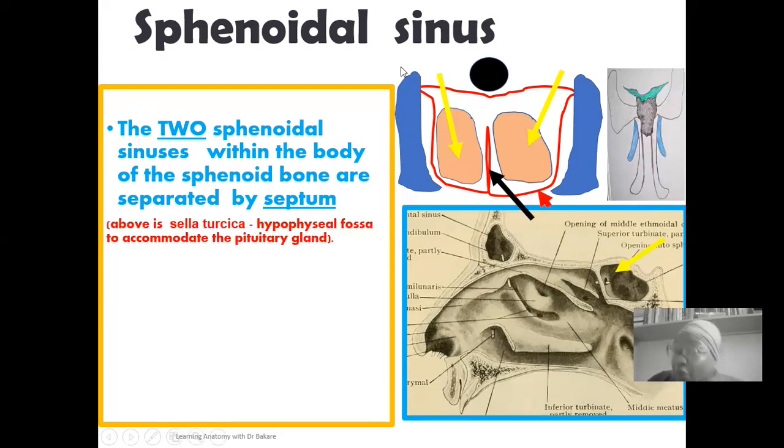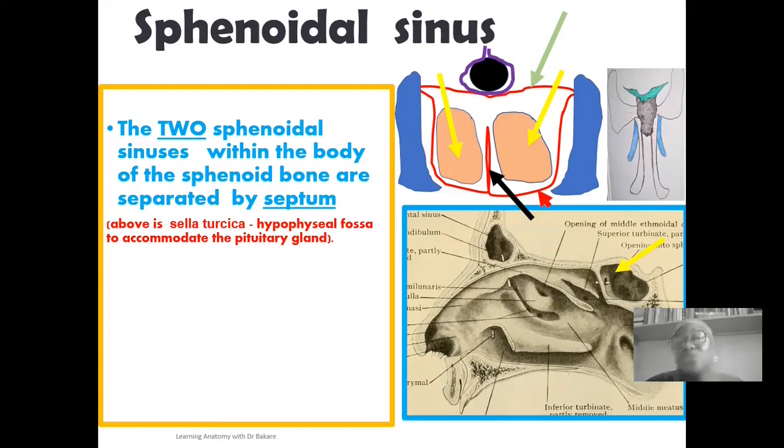And if you look above the body of the sphenoid bone, you see the region that is referred to as the sella turcica. The sella turcica is seen to have a depression that is called the hypophyseal fossa. This hypophyseal fossa is created to accommodate the pituitary gland. And this is the region here, arrowed in green. You have a depressed region or a fossa that is created to accommodate the pituitary gland. And this is the pituitary gland here, highlighted in black.